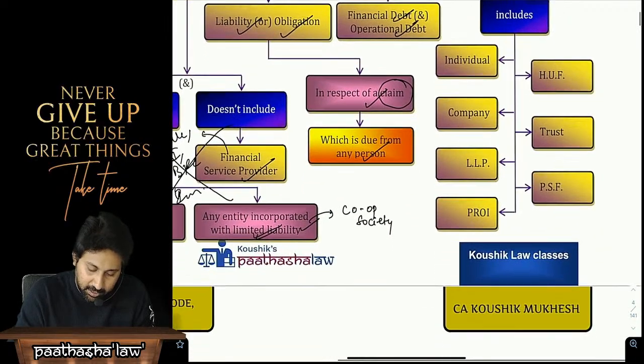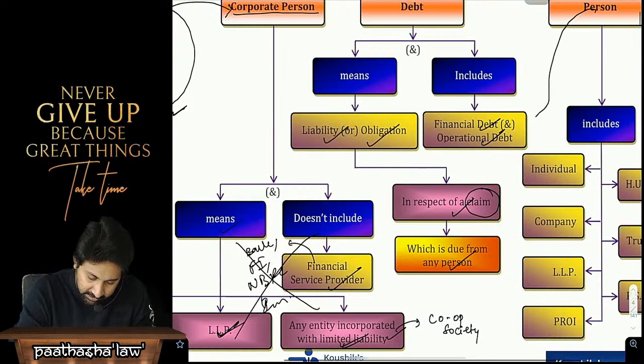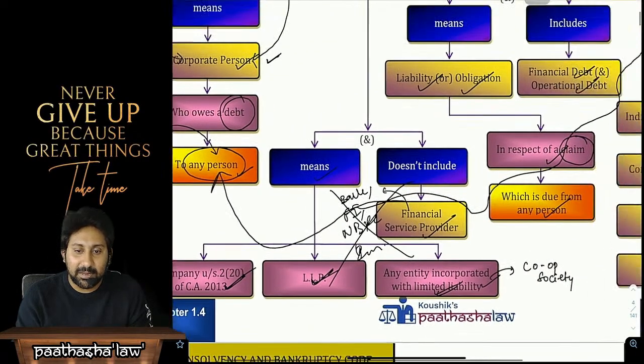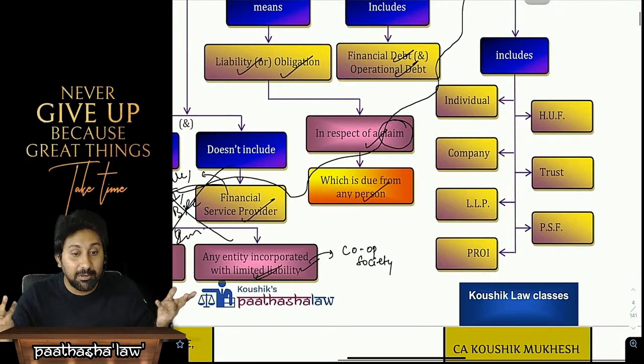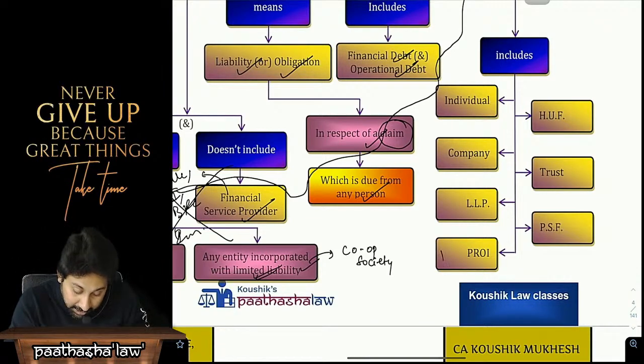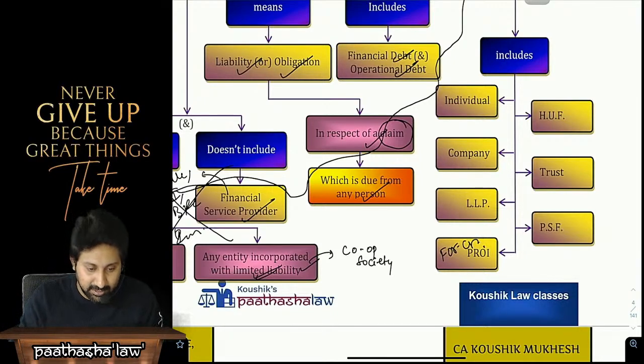Okay. Person. Person includes, not means. Person in whose context? Person should be read from the point of view of a creditor. A creditor can be an individual, an HUF, a company, a trust, an LLP, a partnership, and a creditor can also be a foreign creditor. This is the first point that you need to understand.